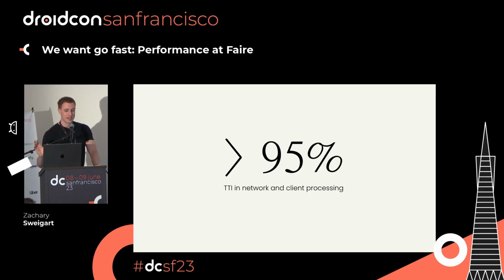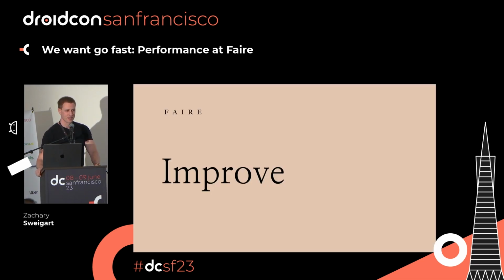Looking at just the network and client processing time, that was more than 95% of our latency that we were measuring. So we actually didn't really dig into building our UI state or Jetpack Compose rendering too much because we had a lot of low-hanging fruit to tackle already. Okay, so we found where the slowdowns are. We now want to make some improvements and speed up our app.